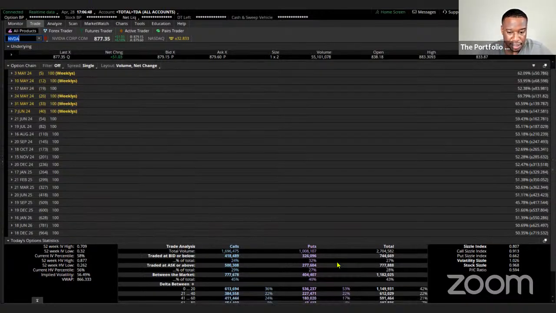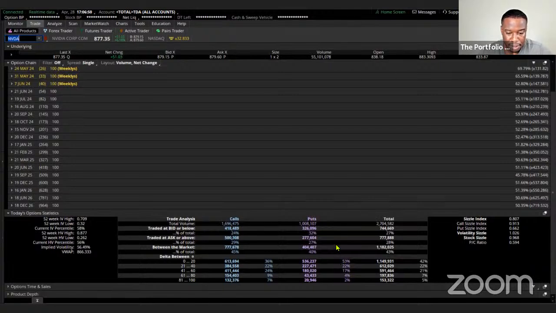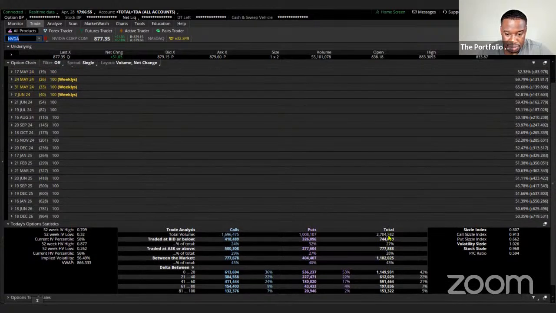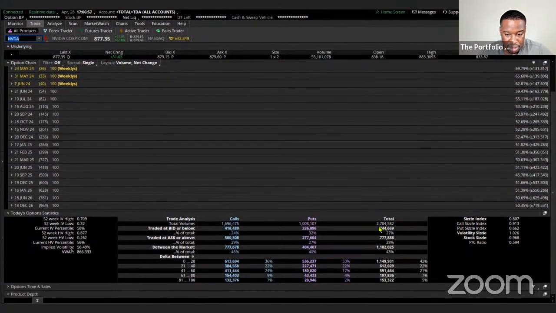So with NVDA, we're going to scroll to the bottom, right? Scroll to the bottom, and we're going to look at the overall volume. This tells us the option volume when it comes to NVDA. So this right here is 2.7 million, right? You see this 2.7 million. NVDA is one of those stocks that I trade regularly.